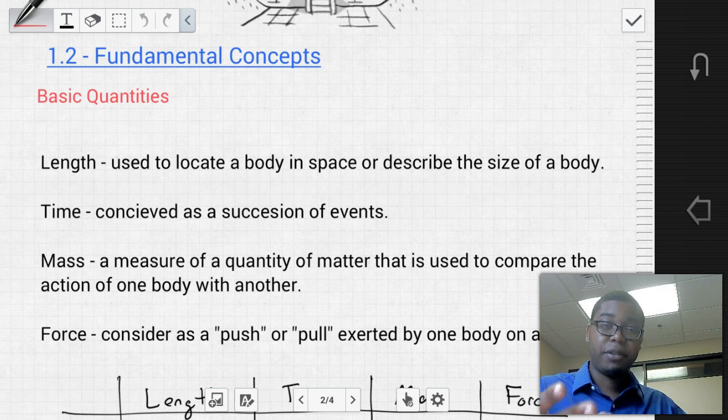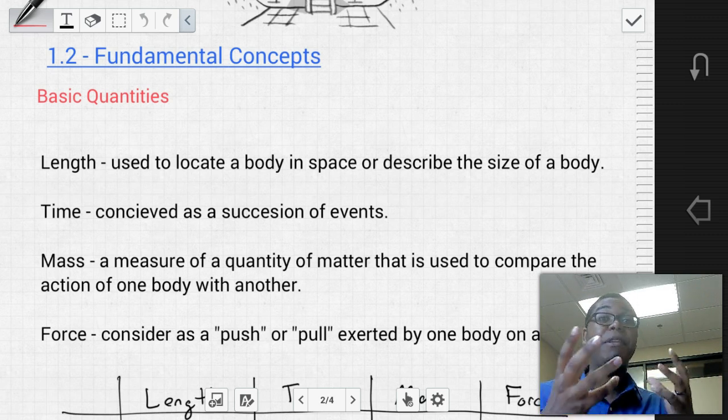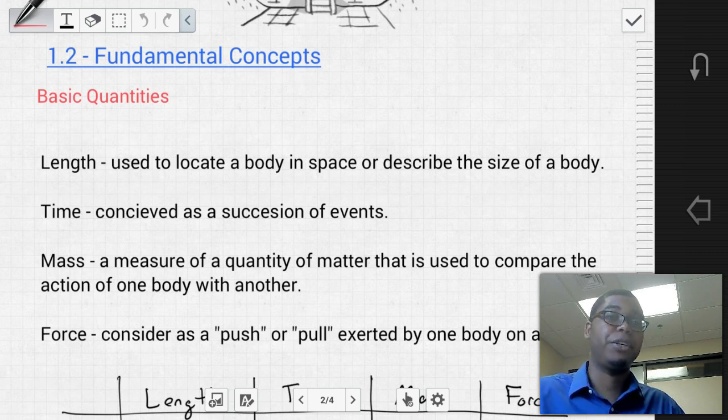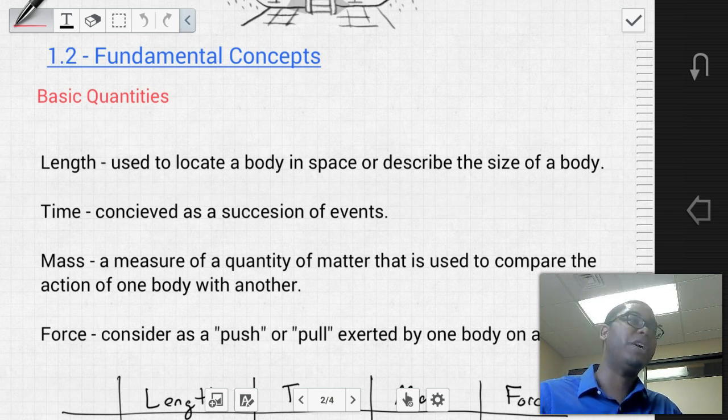Another quantity is mass. Mass is a measure of a quantity of matter that is used to compare the action of one body with another. So these are quantities of matter, and mass is something that we can use to compare how those quantities interact in various ways. And the final quantity that we can use is the quantity of force, which is considered a push or a pull exerted by one body on another body. So how objects interact with each other is a quantity.